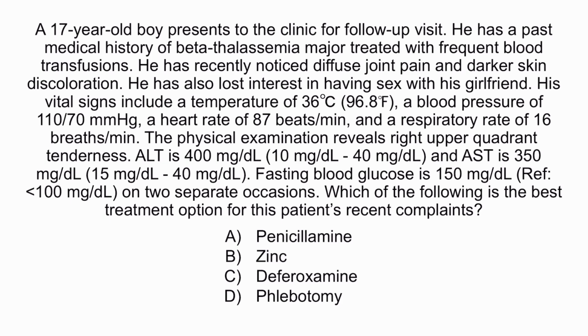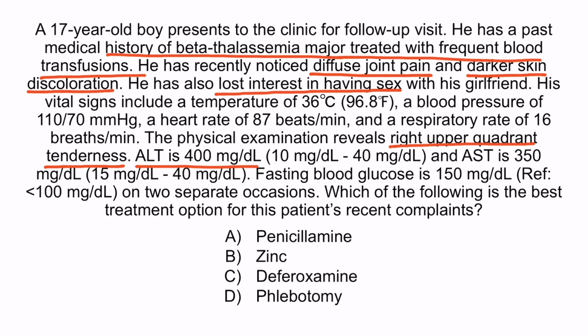This boy has a past medical history of beta thalassemia major, treated with frequent blood transfusions. He recently noticed diffuse joint pain and darker skin discoloration. He also lost interest in having sex with his girlfriend. This is known as decreased libido and may be caused by hypogonadism. Physical exam reveals right upper quadrant tenderness. ALT is high with the level of 400 and AST is high with the level of 350. These values are consistent with hepatitis. Fasting blood glucose is high with a level of 150 on 2 separate occasions. This indicates new onset diabetes.